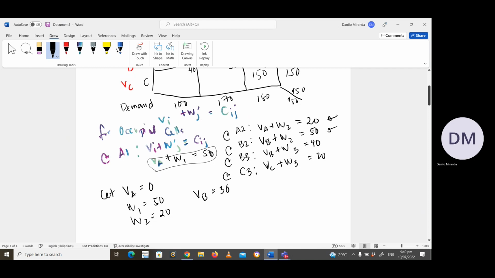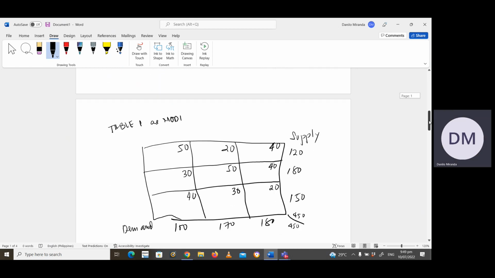30. Okay? If your B B is 30, since 50 minus 20 is 30, then 40 minus 30 is 10. That will be your W3. For C3, we are looking for B C. Your W3 is 10. 20 minus 10 is 10. So, your B C is 10.